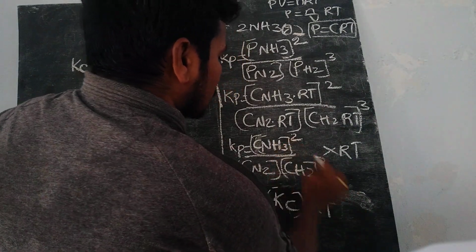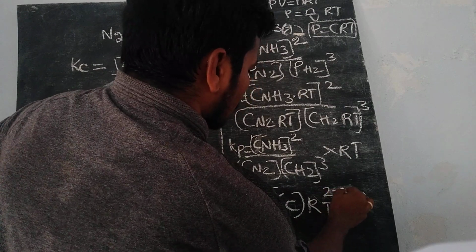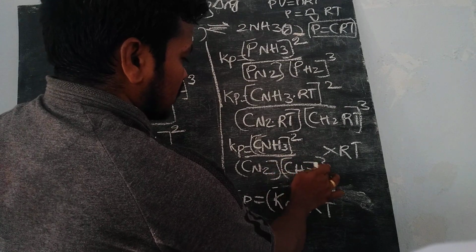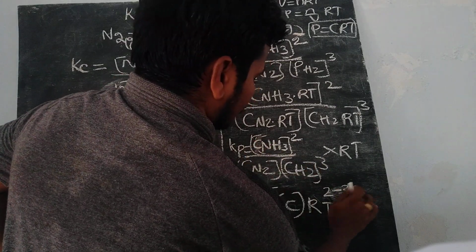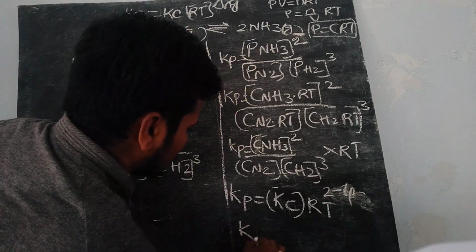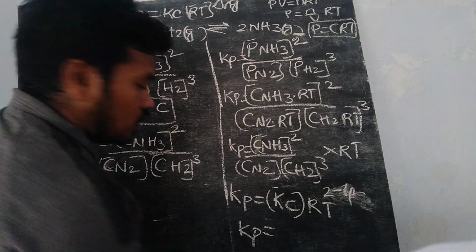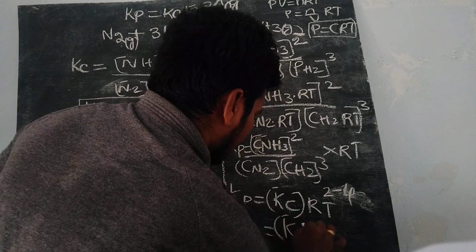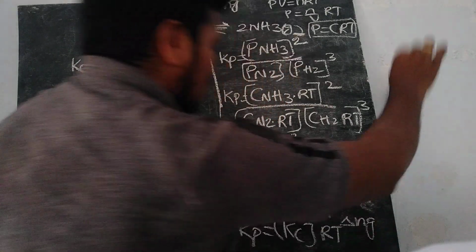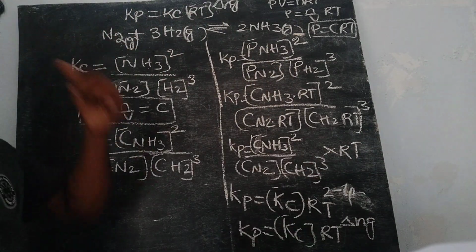The number of moles of the product is 2. The number of moles of the reactant is 3 plus 1, that is 4. So delta Ng is 2 minus 4. For this reaction you can write Kp equals Kc (RT) to the power delta Ng. This is the equation. Okay, the equation is done.